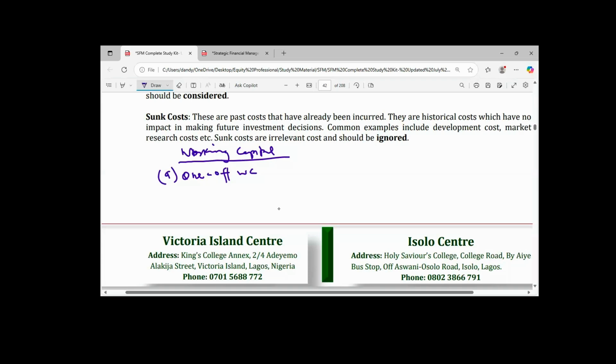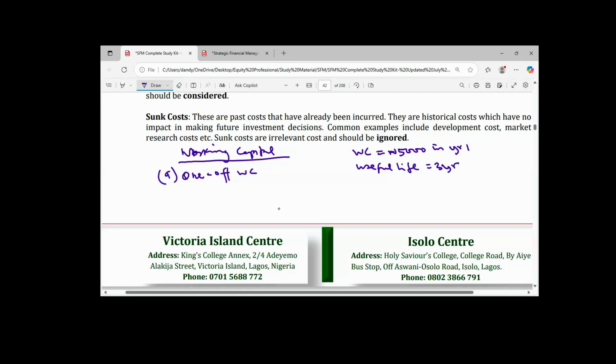What do I mean by a one-off working capital? Say, for example, you are told that a company will incur a working capital of 5,000 naira in year one. Let's say the useful life of this project is 3 years for simplicity.